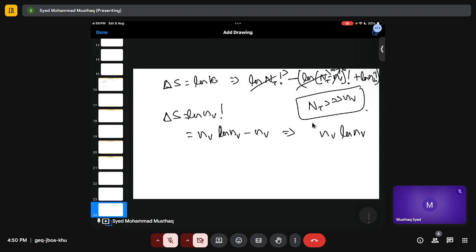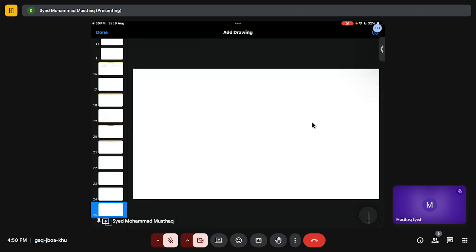So that's all. Then all you have to do is, at equilibrium, delta H equals minus T delta S. So at equilibrium the delta G is equal to 0. So delta S equals delta H by T.